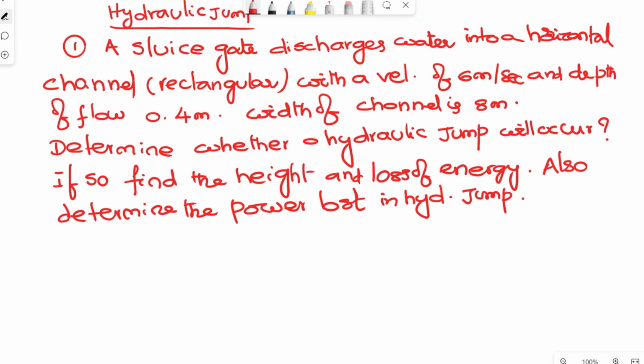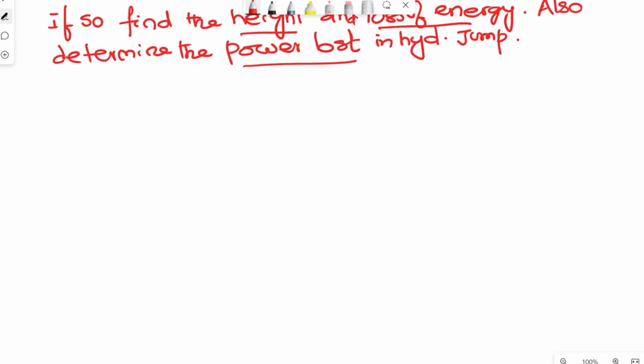So first thing, it is a rectangular channel, that you underline. Velocity is given, depth of flow is given, channel width is given. The question is whether a hydraulic jump forms or not. If so, what is the height? What is the loss? What is the power loss? Key questions actually. So now what is given: B is equal to 8 meters. V1 is equal to 6 meters per second. Then Y1 he has given as 0.4 meters.